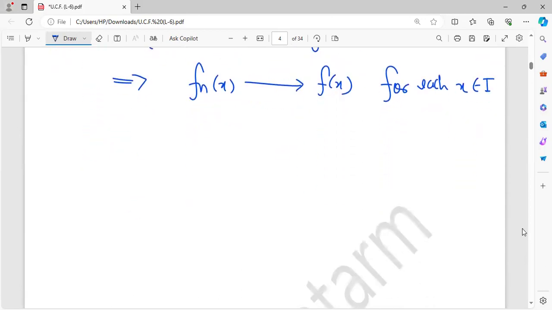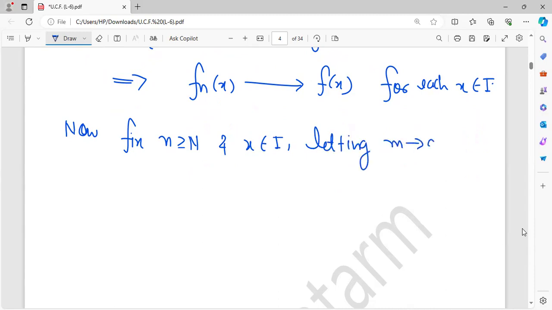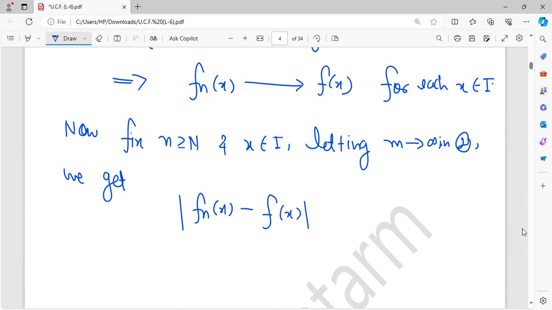Okay, so now fix n greater than or equal to N and x belongs to I, letting m tend to infinity in equation number 2. We get f_n(x) minus this limit. When you take m tending to infinity, it will go to f(x). So it will be f(x), and this inequality can be equal as well for all n greater than or equal to N and x belongs to I.